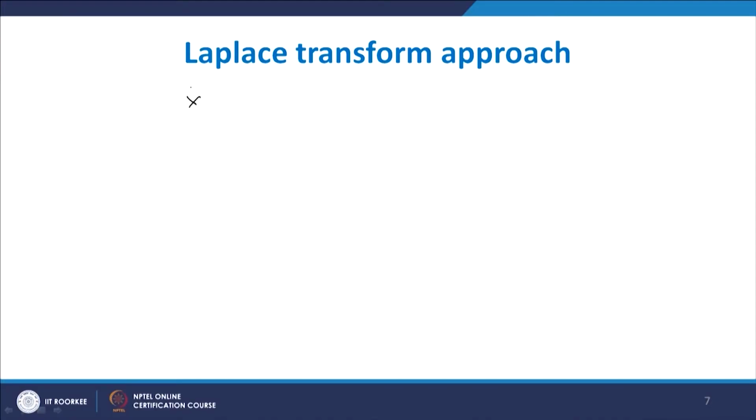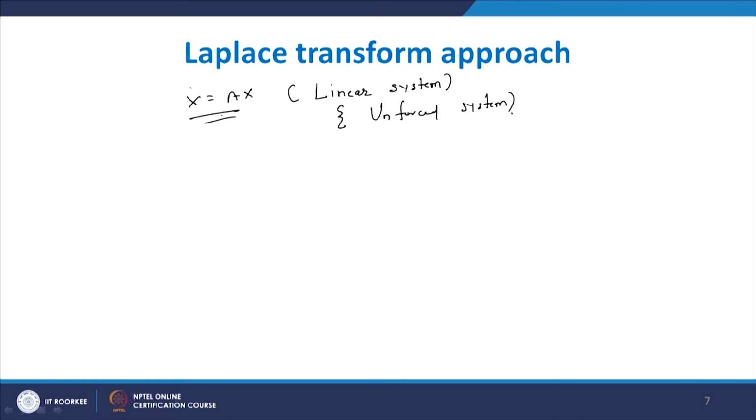So, our original equation is x dot equal to A x. This is a linear system, and it is also called an unforced system. Now, our purpose is to get x of t. So, what we do, we can take the Laplace transform of this equation and see whether we are getting x of t or not. So, taking the Laplace transform on both sides.